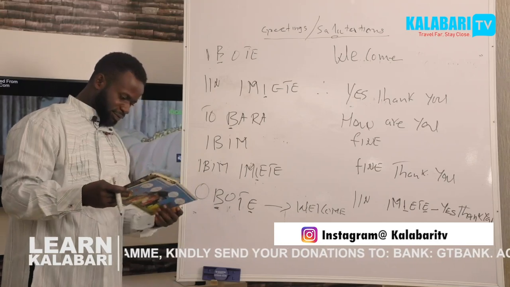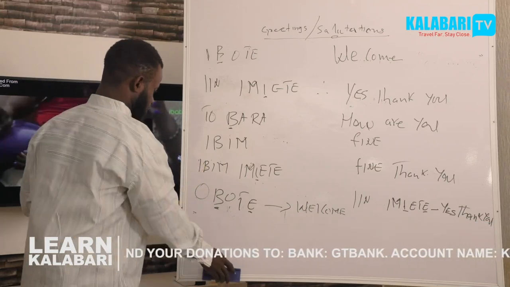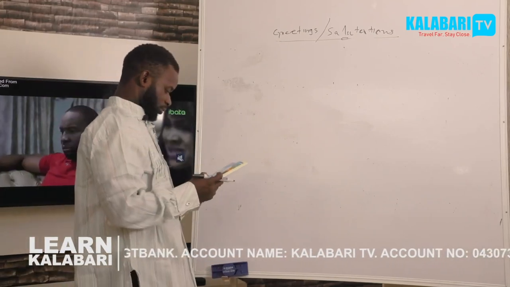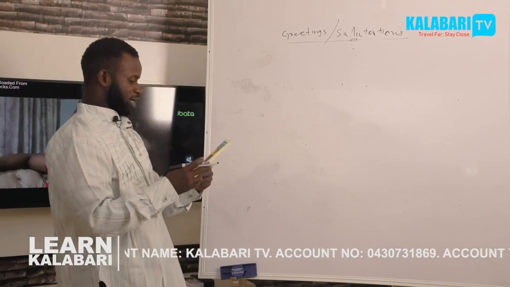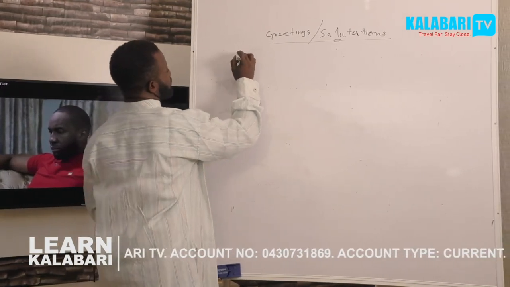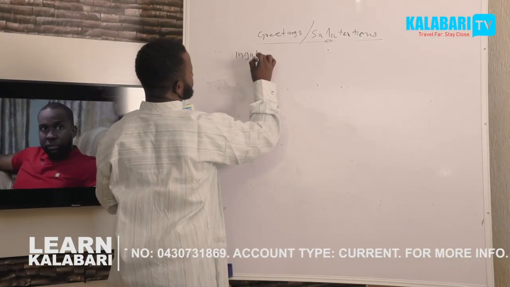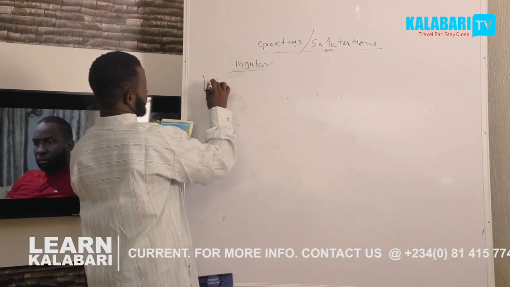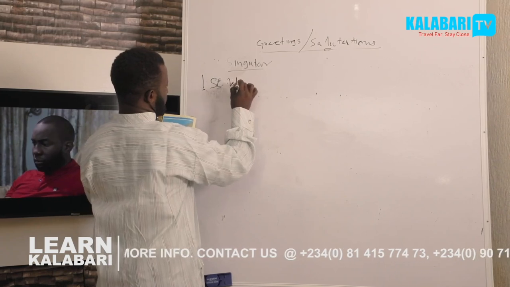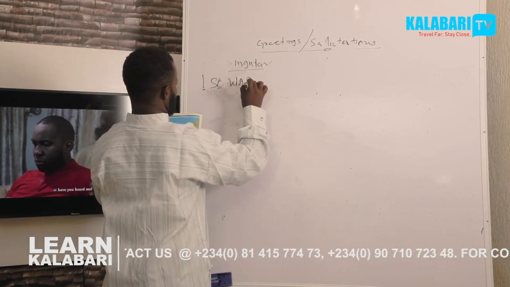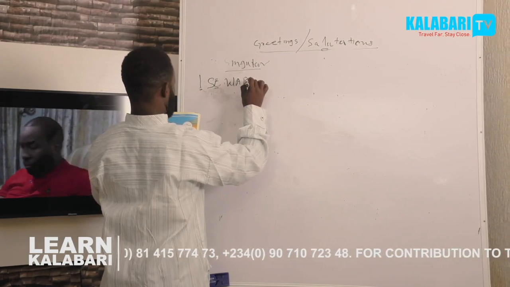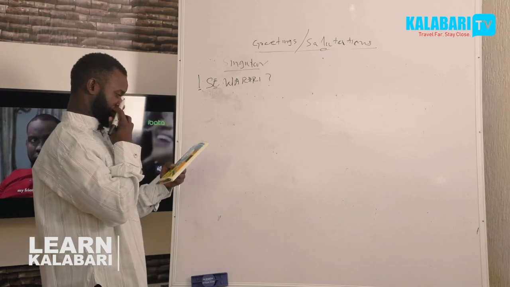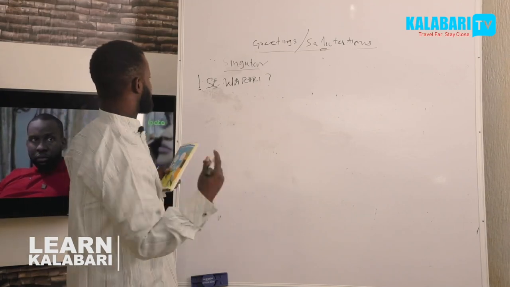If we go to the next page, we begin to wonder how you greet. It is simple. If they are standing in several places, you quickly say, if it is a singular person, you say a se where. And the person will respond. If you're passing, the person will respond.